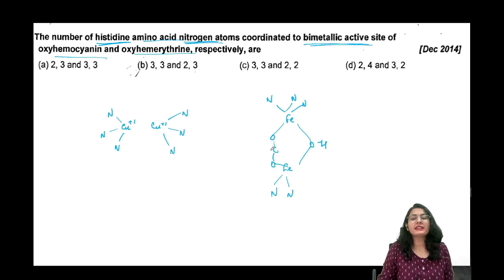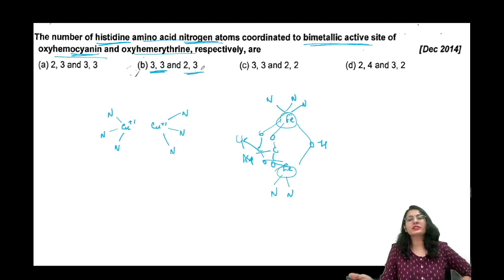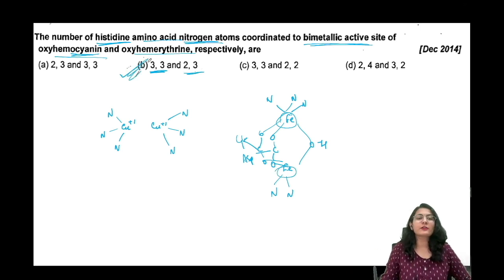All right. Basically, it's like this: aspartate, glutamate. So basically, the question is asking you how many histidine amino acid nitrogen atoms are present. So for hemocyanin, since it is asked first, it is going to be 3 and 3, and for iron, it is going to be 2 and 3, or 3 and 2, whichever you want to say, but the answer is going to be option number B.